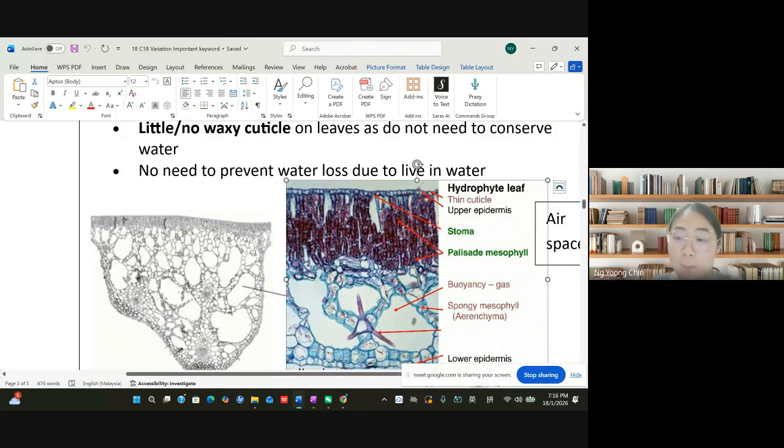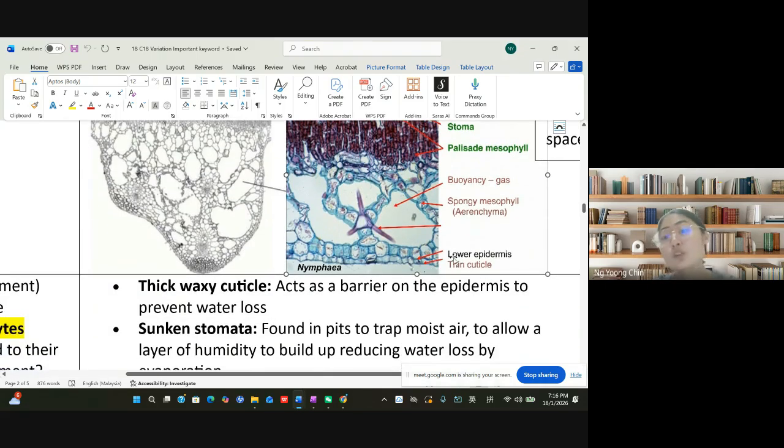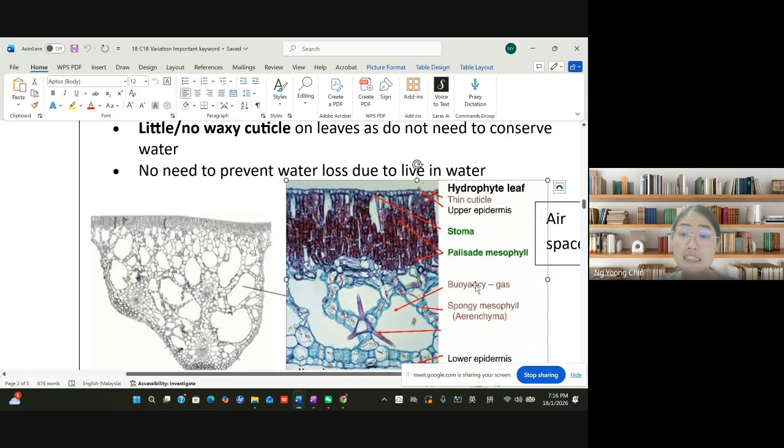So the palisade mesophyll cell is located just below the upper epidermis. That's why it can help to maximize photosynthesis. And then there's the airspace. You can see the airspace here, so it can provide buoyancy. And below that would be the lower epidermis, also covered by a thin cuticle. So just remember it's a thin cuticle.